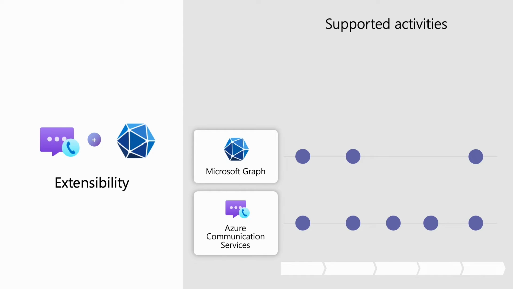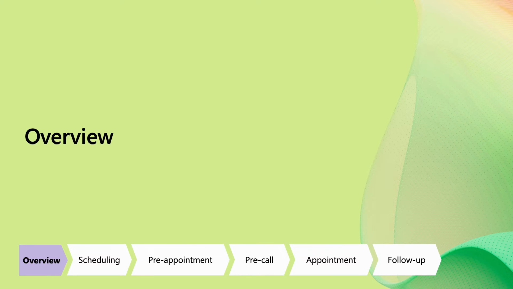In this section, we are going to take a look at how we can use the extensibility options of Microsoft Graph and Azure Communication Services to customize the experience of virtual appointment for each individual phase. As you can see, Azure Communication Services and Microsoft Graph can help with most of the phases. Before we jump into each phase, let's start with an overview of the options that we have.